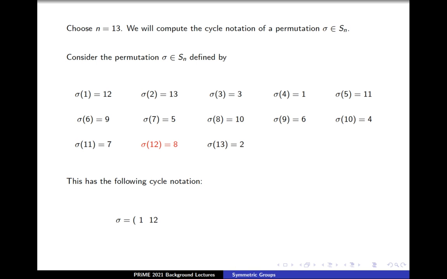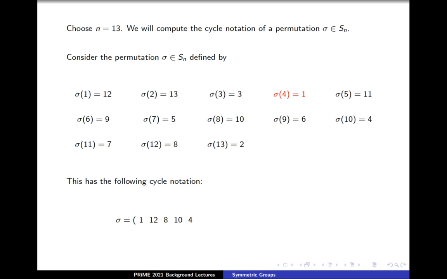And next, the algorithm says we look at what is sigma of 12. It's 8, which is different from 1, so we'll write that next to the 12. Sigma of 8 is 10, which is different from 1, so we'll write that next to the 8. Then sigma of 10 is 4, which is different from 1, so we'll write that next to the 10.